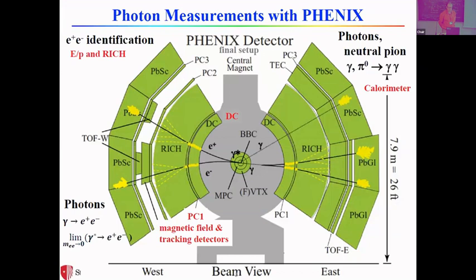There are several ways to measure photons. One is you can measure them directly in a calorimeter by the energy deposit. You can measure them through electron-positron pairs, where the pair can either be from a virtual photon emitted from the collision, internal conversion, and then you extrapolate to mass equals 0, or from an external conversion where the photon converts in the material of the detector, and then you measure the e+e- pair from that conversion. PHENIX, which I will mostly talk about, deploys all three methods.